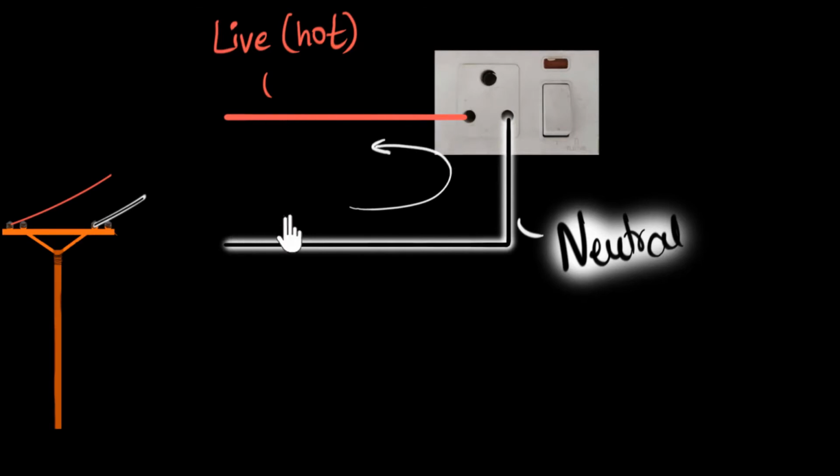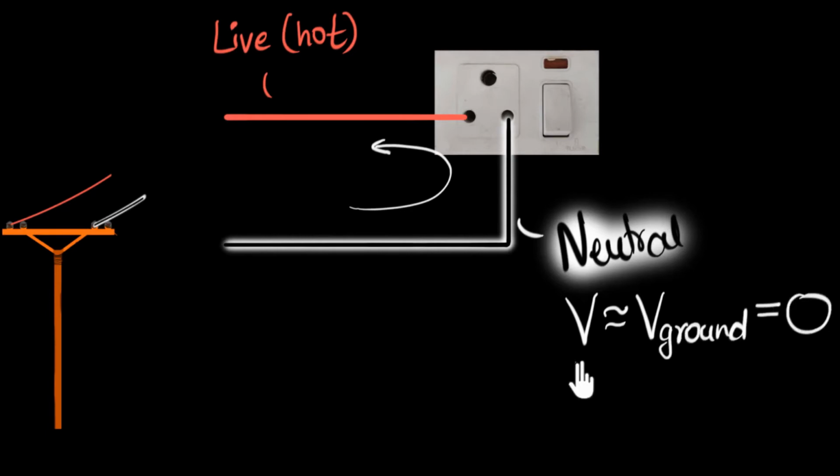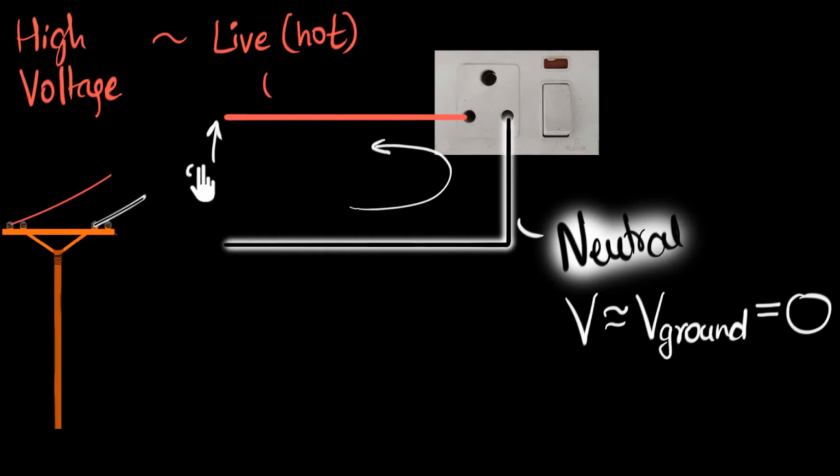So again, what's the difference between these two wires? Well, it turns out it has something to do with voltage. If you look at this black wire, its voltage is always maintained very close to the voltage of the ground. And we'll see in a second what this really means. That voltage is often taken to be 0. And if you look at this live wire, it has a very high voltage. And the voltage difference between these two wires in India is often around 220 volts.